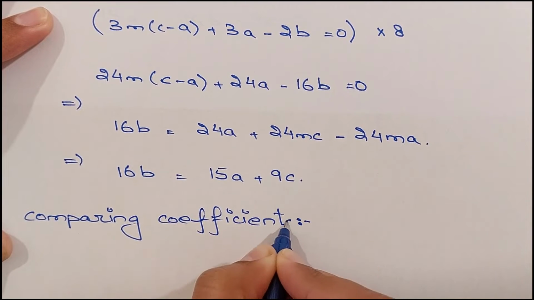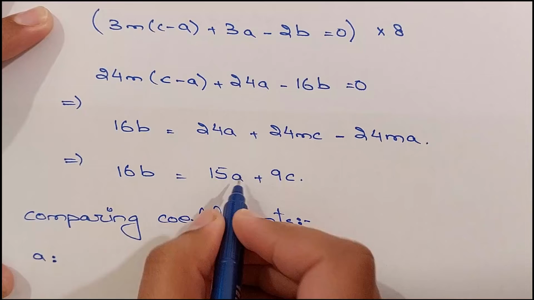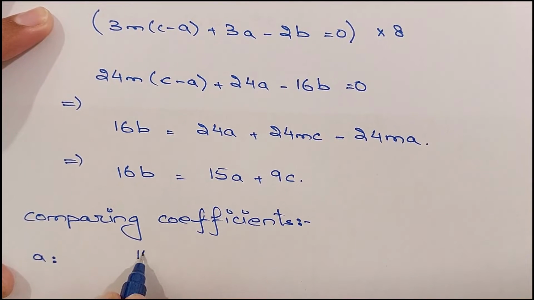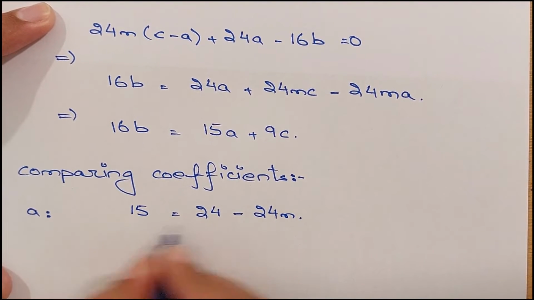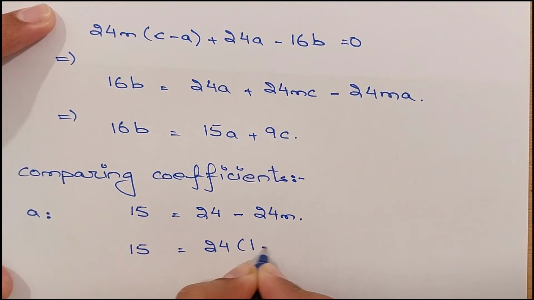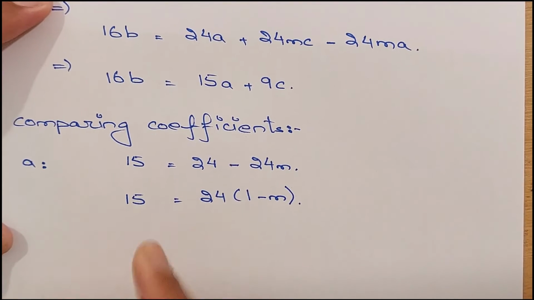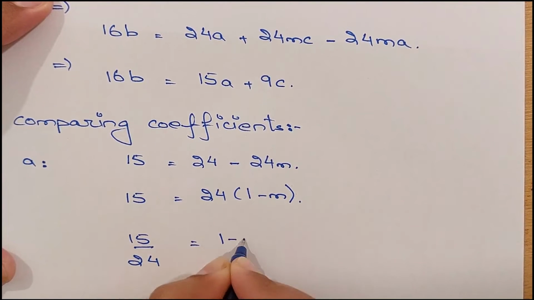So first we have to compare the coefficients of a, right? So a is equal, here we have a and a. On this side we have 15 and the other side we have 24 minus 24m, right? Okay, so let me solve for m from here. 15 equals 24 is common, 1 minus m, right? And 15 divided by 24 equals 1 minus m.